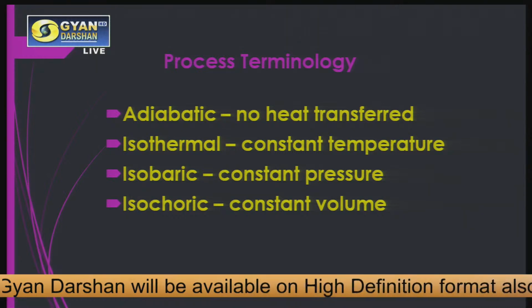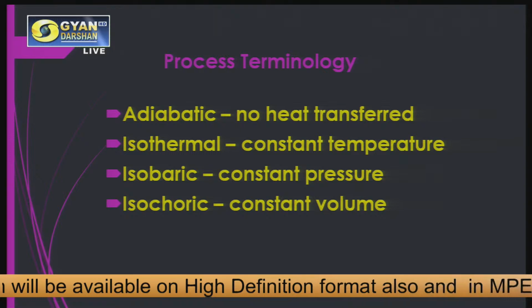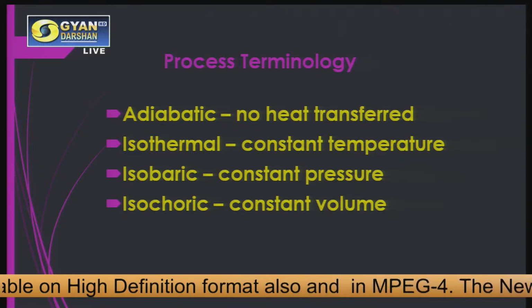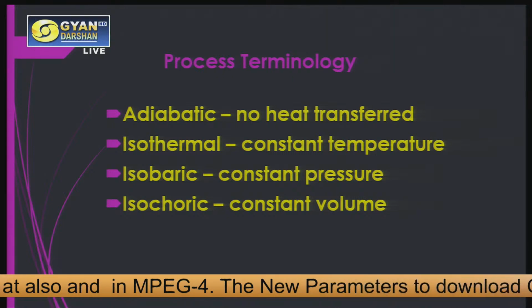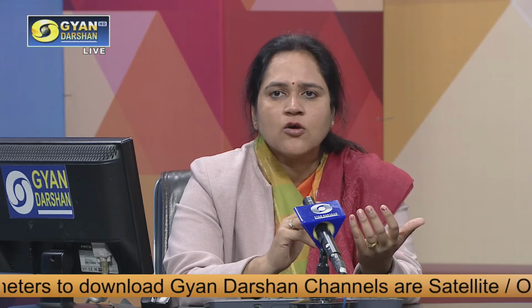Whenever there is a process or change from state 1 to state 2, any one of these processes will be there. And when a greater number of processes are there, there could be a cycle also. The processes could be cyclic or non-cyclic depending upon our application.